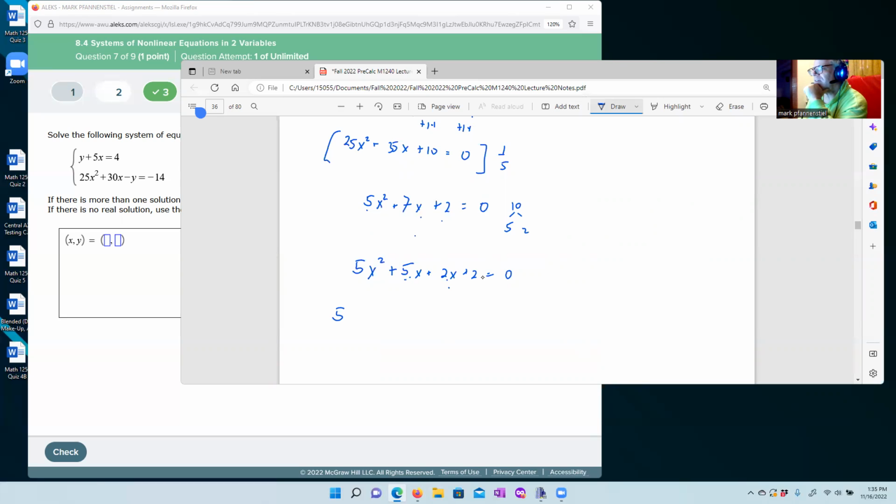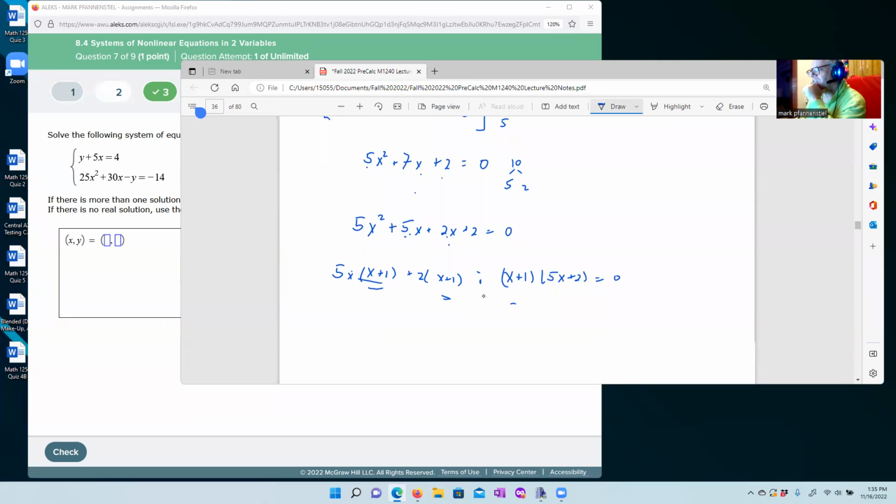So I'm going to pull out a 5x here. So what are we going to have left? We have x plus 1, plus 2 times x plus 1. Okay, so what we're going to do is sweep through the x plus 1s. So we're going to have x plus 1 times 5x plus 2 equals 0. Now we can go ahead and use our zero factor principle.